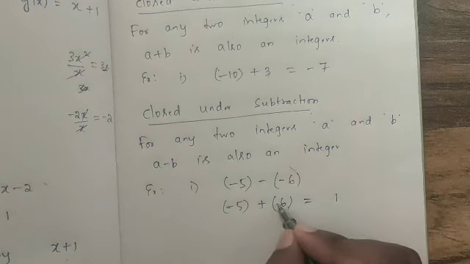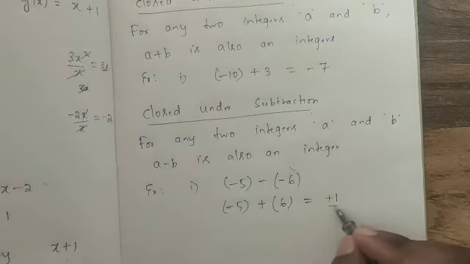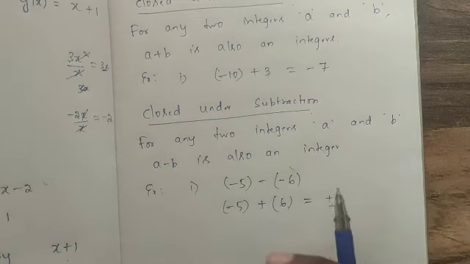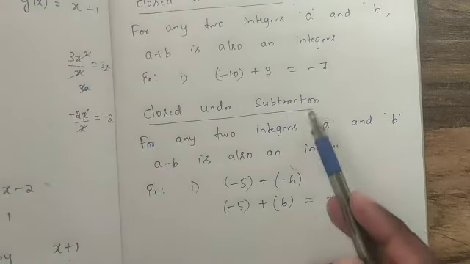Before the 6, I am having a positive sign. So therefore here also it is positive sign. Observe that the result is plus 1. Plus 1 is obviously an integer, right? So this is true for all the integers. You take any two integers, you subtract it, the answer is an integer. Okay. So therefore integers are closed under subtraction.